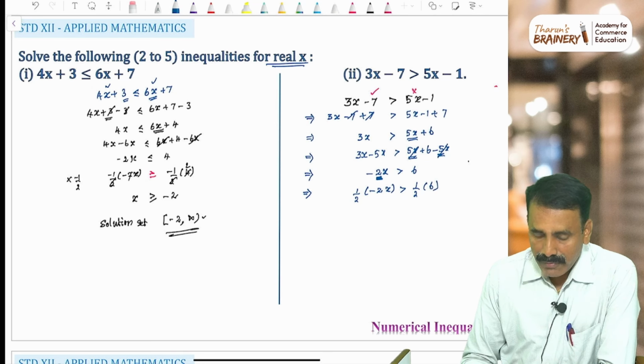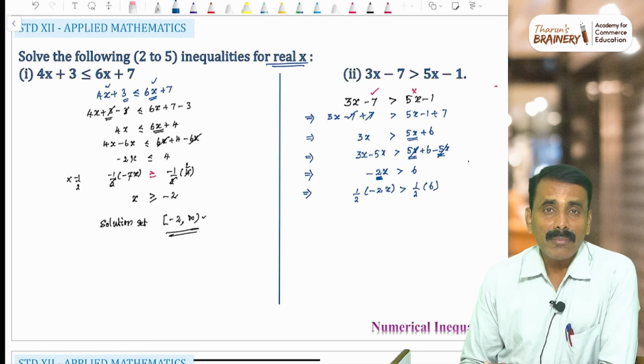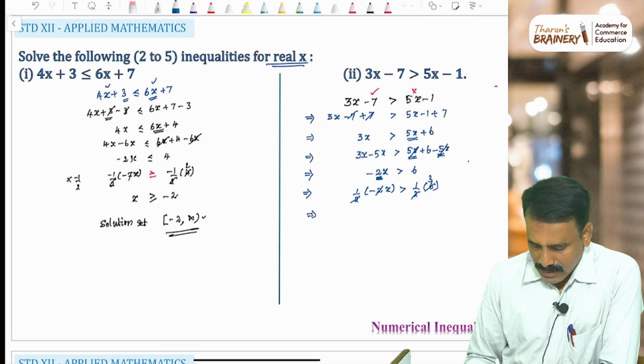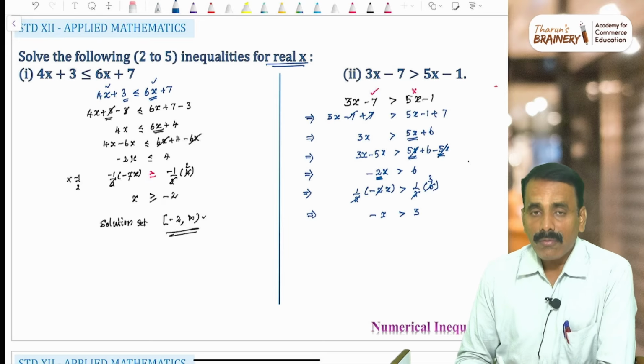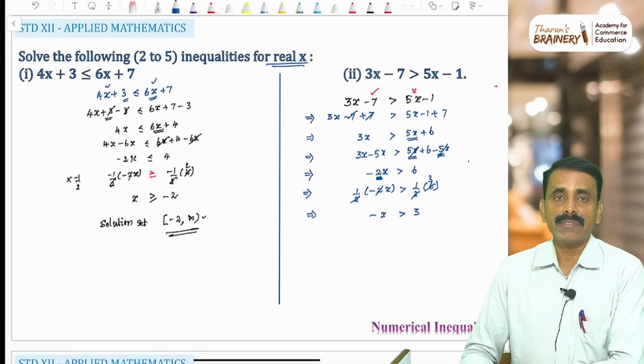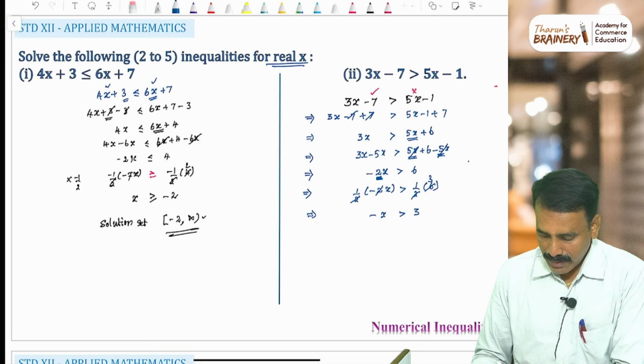Now I am going to multiply only with 1 by 2. 1 by 2 is a positive number. So the inequality will not change. So I cancel 2 here. Here if you multiply, it is 3. So this is minus x is strictly greater than 3. But I want to find the value for x. So I must remove this negative sign, minus x. I want to remove this minus symbol.